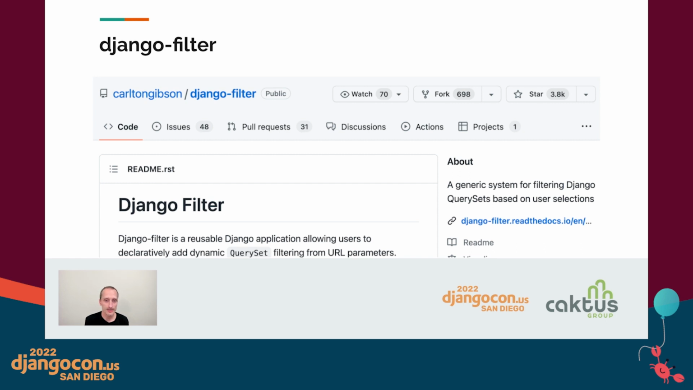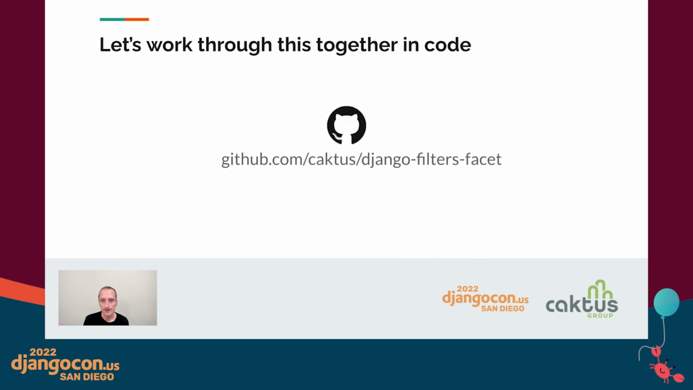A quick recommendation and shout out, Django filter is a great open source Django app for filtering data. It's maintained by Carlton Gibson and other contributors. You should definitely check it out. Now I'm going to pass it off to Jason to walk us through some code.